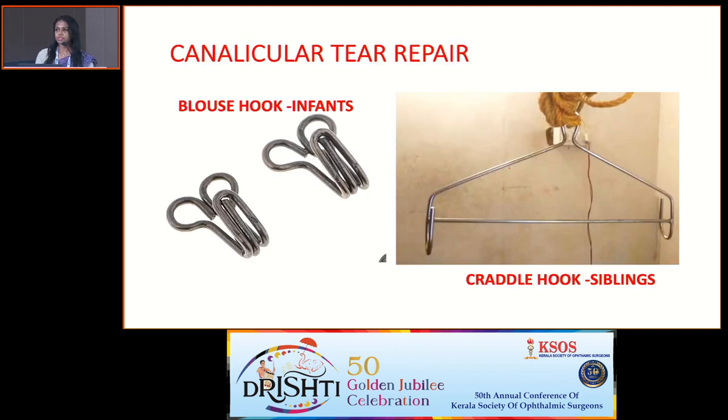So now moving to the next one, that is canalicular tear repair. These are the most common cases that come to our casualty. With canalicular tears, in the case of infants, it is often blouse hook injuries, but we see more cases among siblings, which is due to a cradle hook, and this is the real culprit.